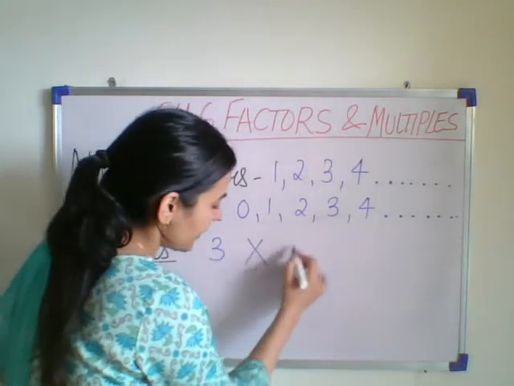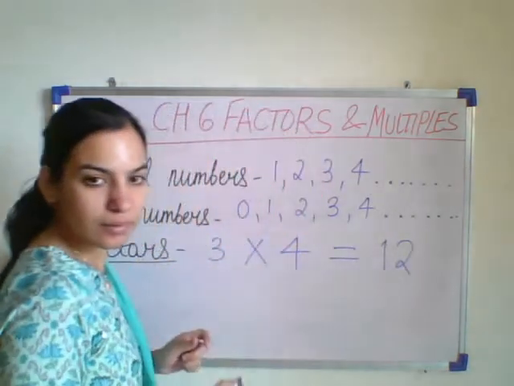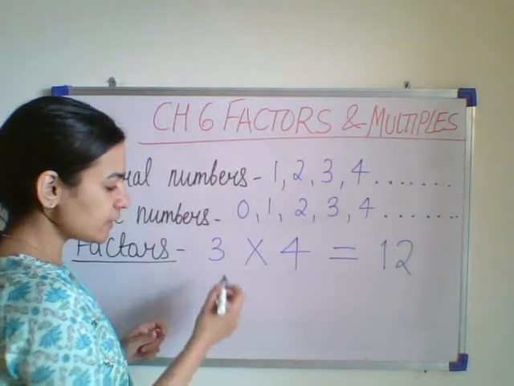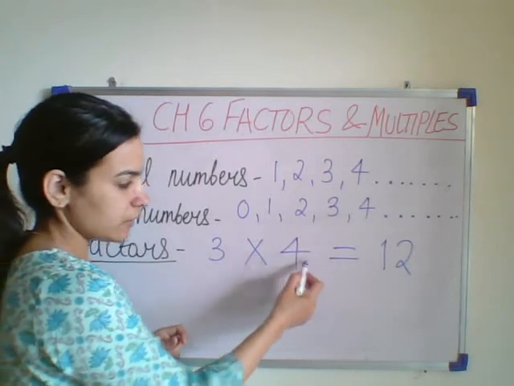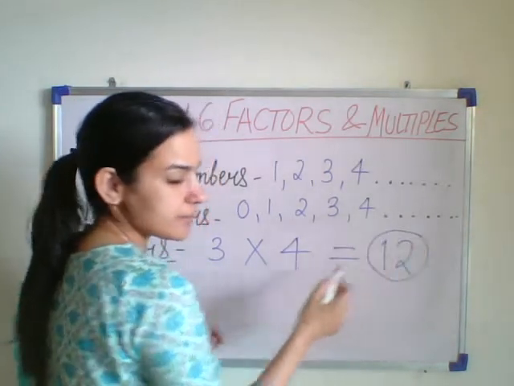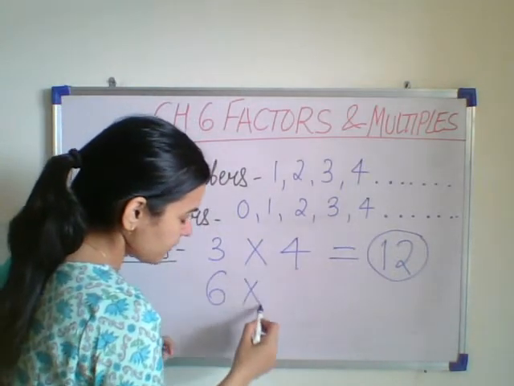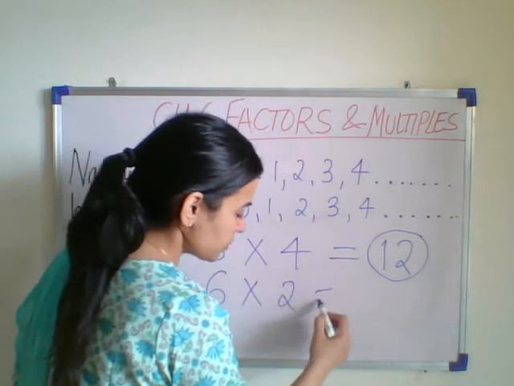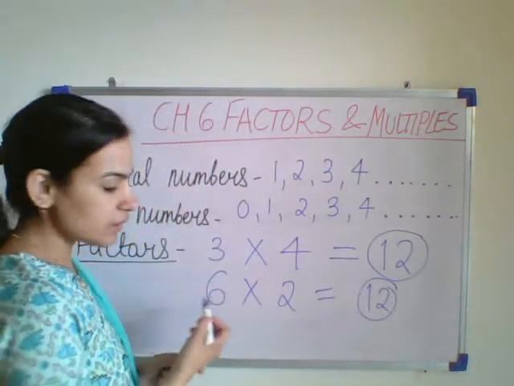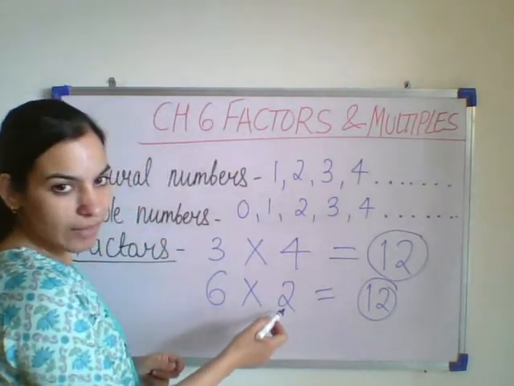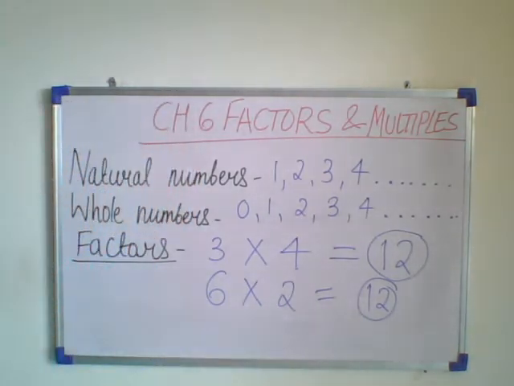3 multiplied by 4 is equal to 12. So what are the factors? 3 and 4 are the factors, and 12 is the product. 6 multiplied by 2 is 12. So what are the factors here? 6 and 2 are the factors, and 12 is the product.